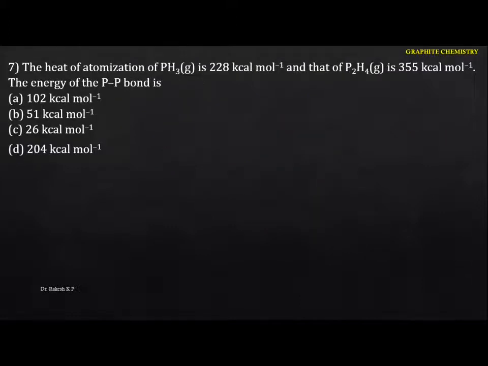The heat of atomization of phosphine is 228 kilocalories per mole, and that of P2H4 gas is 355 kilocalories per mole. The energy of the phosphorus to phosphorus bond is asked. Let me write the given conditions here. That is the bond dissociation energy of phosphine, given as 228 kilocalories per mole.